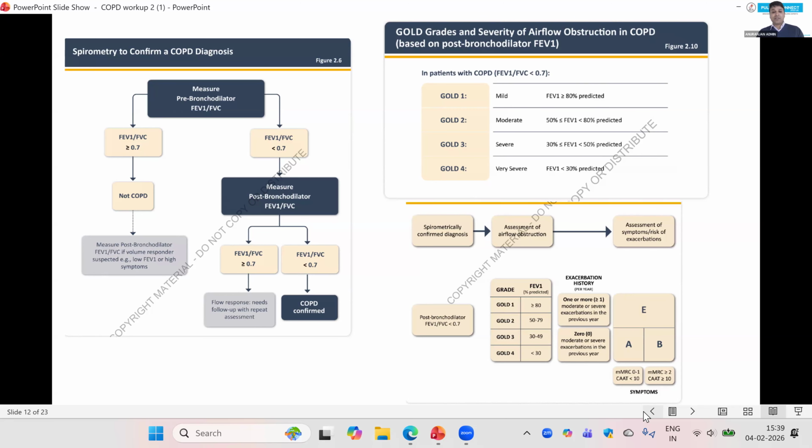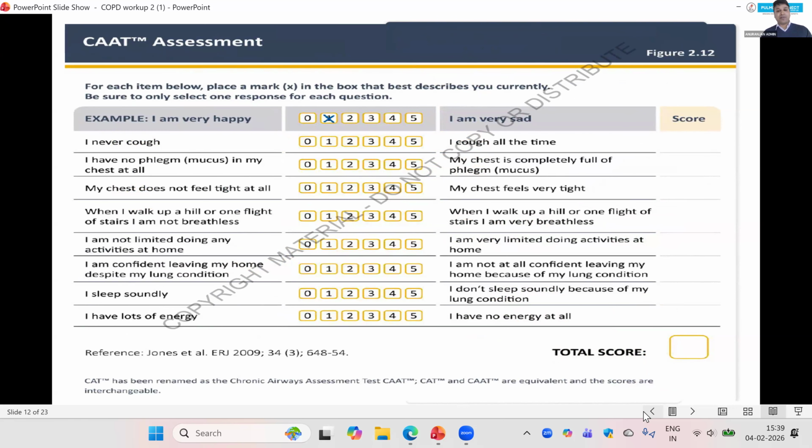So what is the CAT score? This is a simple questionnaire. Normally healthy people don't have a value more than 25, and unhealthy people will not have a value less than 25. The total score is 40. So you have to ask the patient, for example, "I never cough," marking from 0 to 5, and then you can calculate the CAT score. That will be helpful in labeling the patient as A, B, or E.